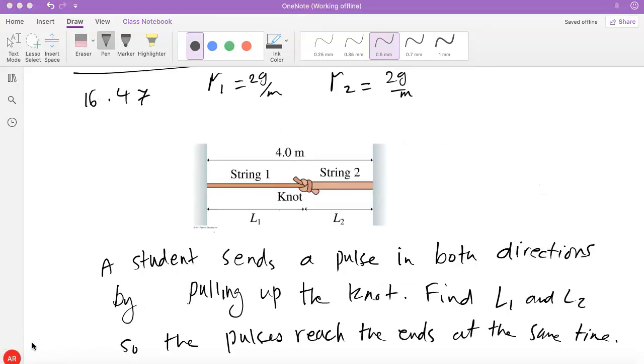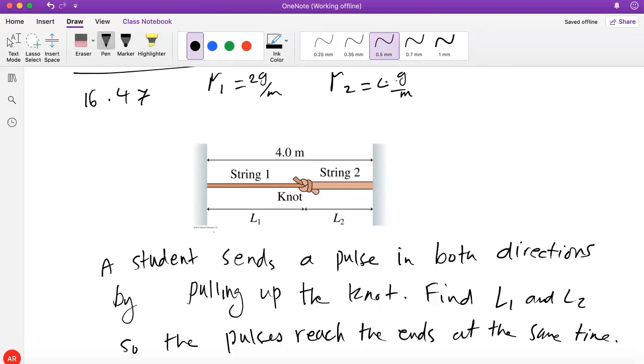Okay, here's another example, again from the book. It's problem 47 at the end of the chapter. So that's the figure. We have two strings tied together, and we know the linear mass density of the first one is 2 grams per meter. For the second one it's different, it's 4 grams per meter.